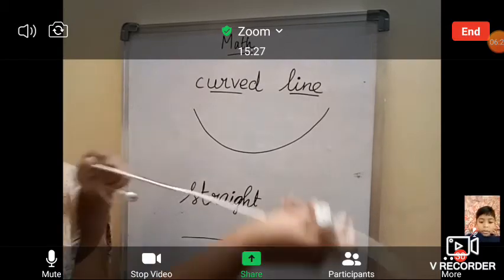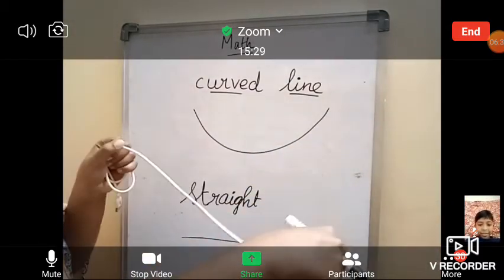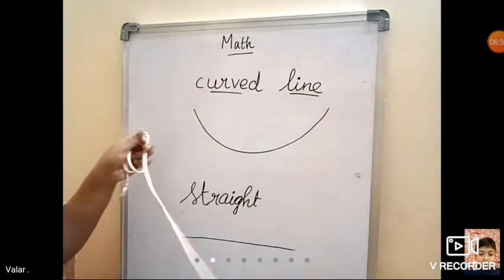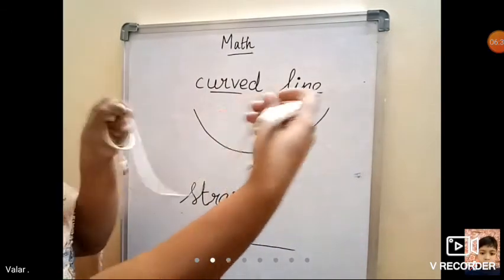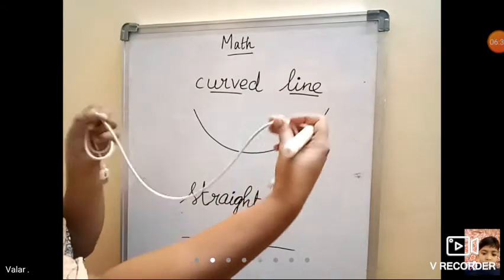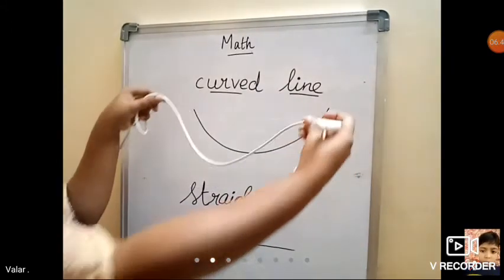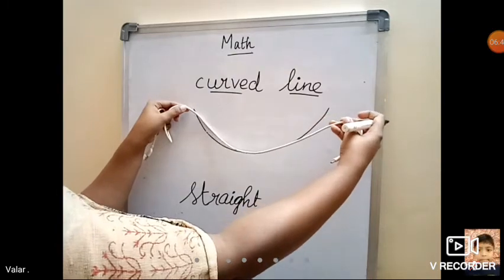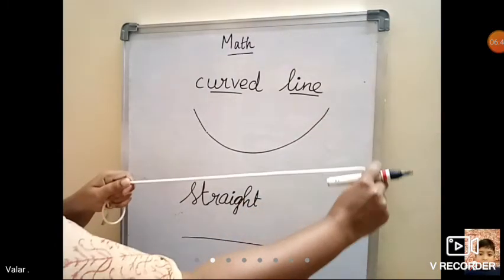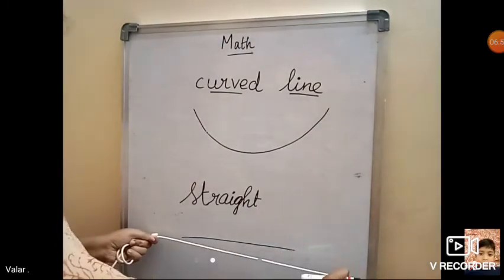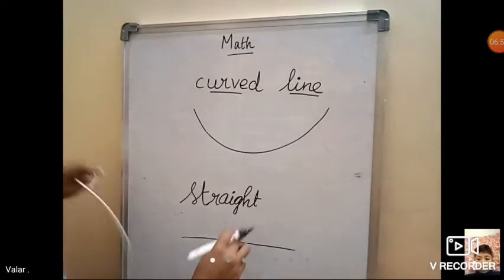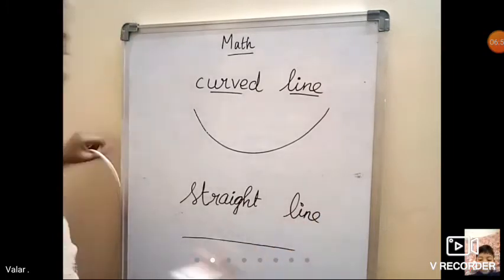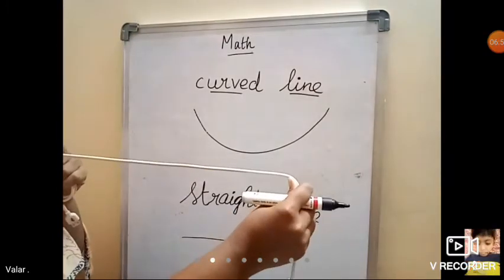So if you are stretching any rope, you will get a straight line. If you are holding it relaxedly with some looseness, you will get a curved line. Yes, can you see this? If you are stretching it out, you will get a straight line. This is called a straight line. One more line is there.